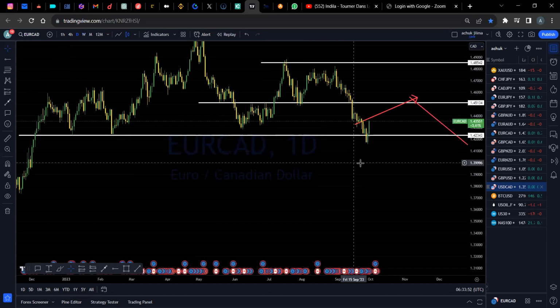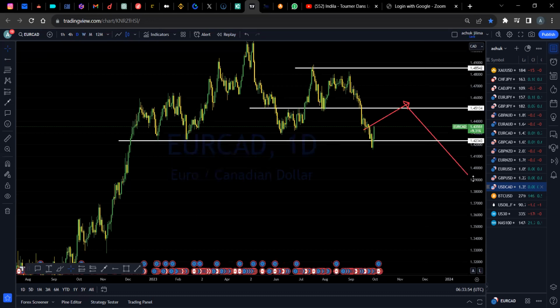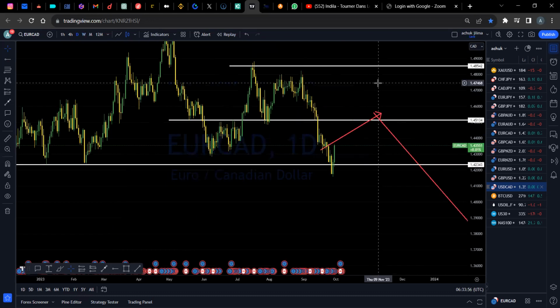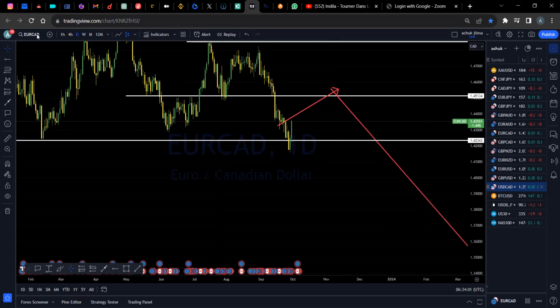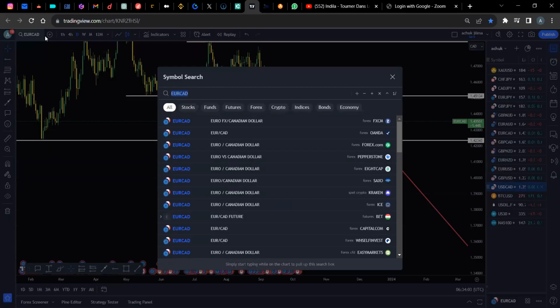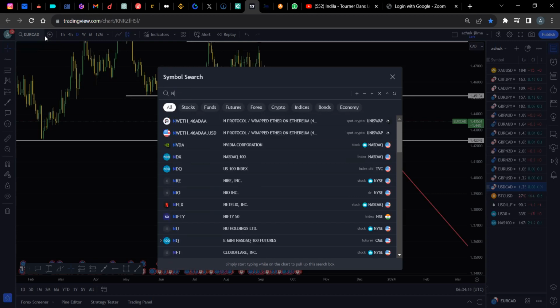Everything else is just patience. It's just patience, waiting for the right timing and the right entries. So with that being said, we can go to another CAD pair, and then we can call it. So let's look at AUDCAD.